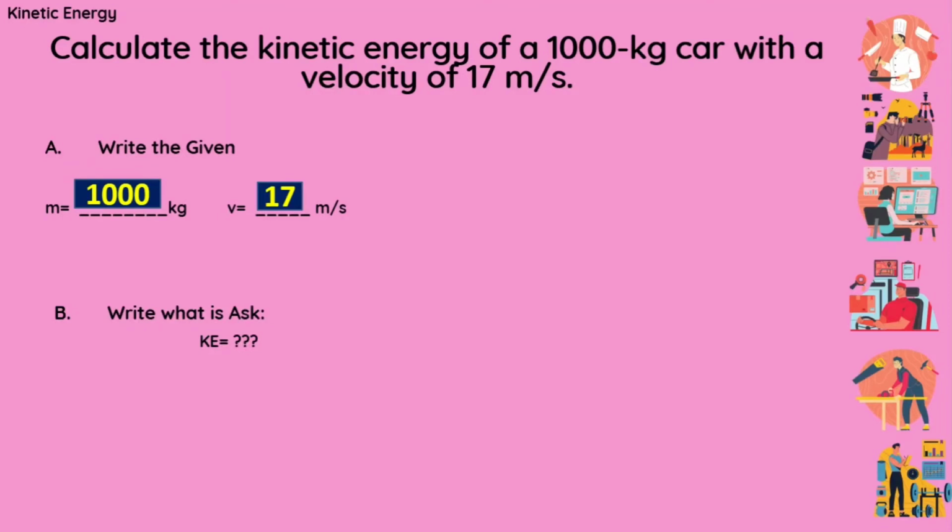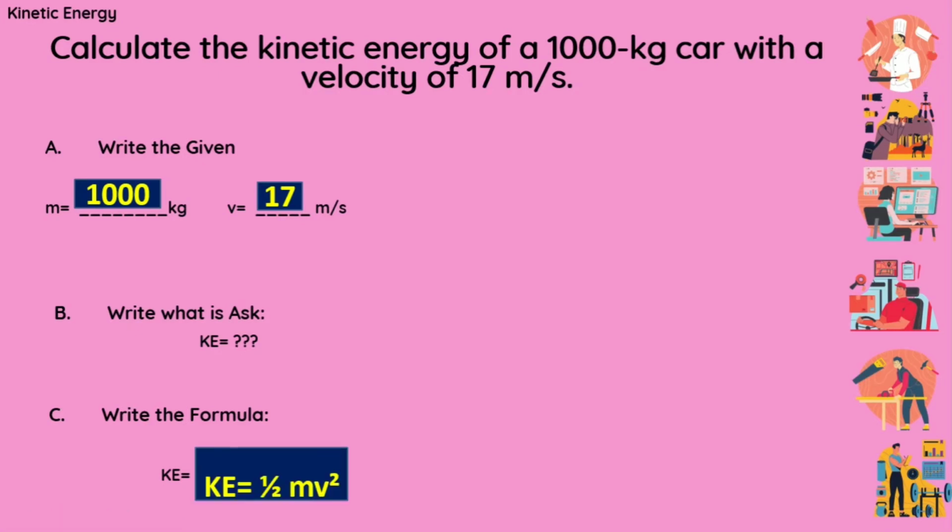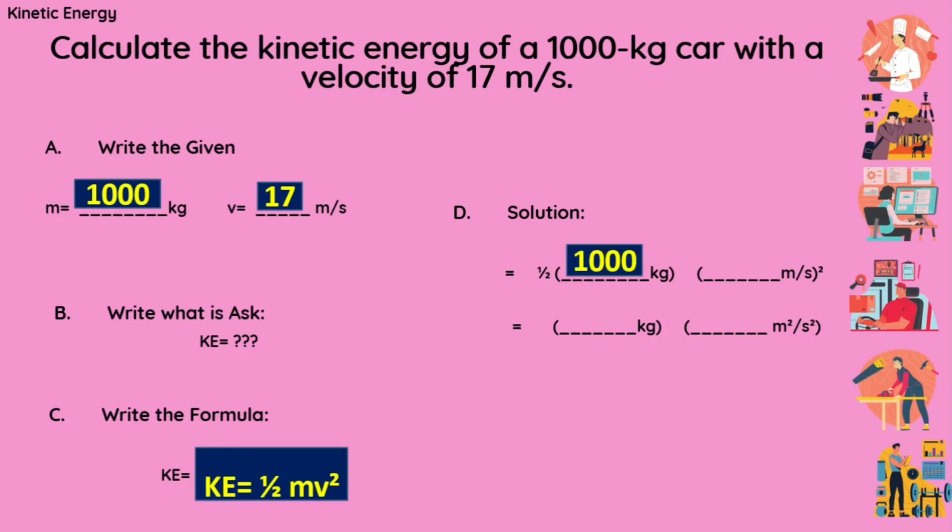Next is, write what is asked. So, you are looking for or computing for the kinetic energy. Letter C, the formula is? So, tandang-tandaan nyo na yan. KE or kinetic energy is equal to 1/2 mv squared. For solution, kinetic energy, the value of mass is 1,000 kilogram. The velocity is very good. Oh, ang gagaling nyo ah. 1/2 of 1,000 is, okay, 500. While 17 times 17 is, sige nga, paki-compute.